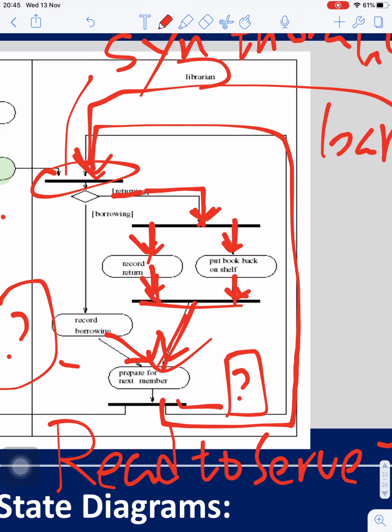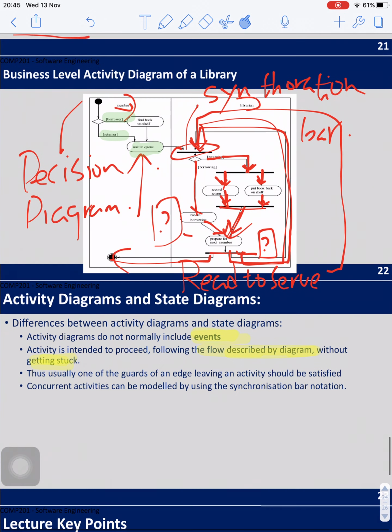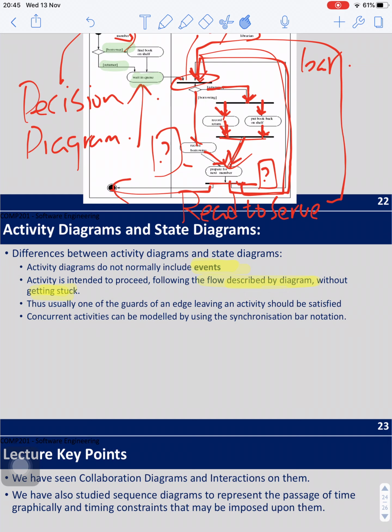And what if we are borrowing? We just record the borrowing, and that's it. It is also a synchronization bar because one branch goes back to the end and another goes back to the start. It's just like concurrency.